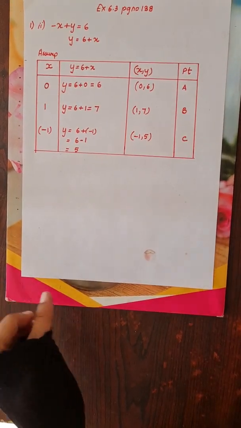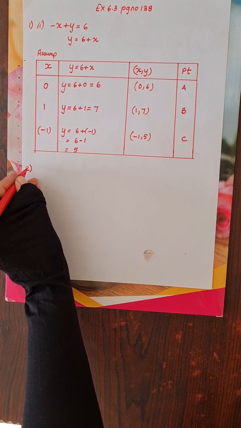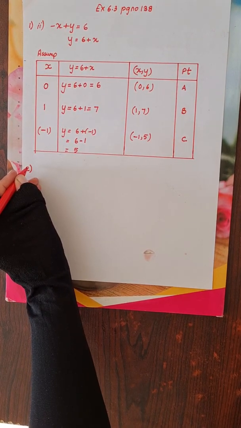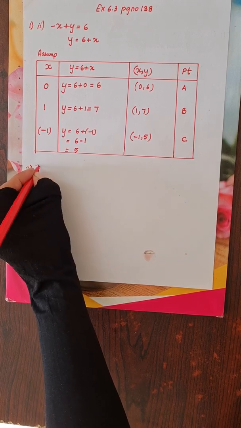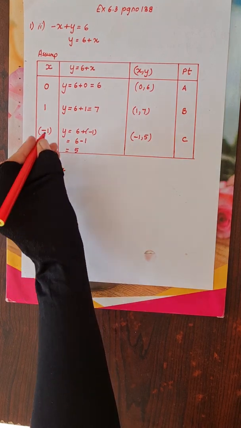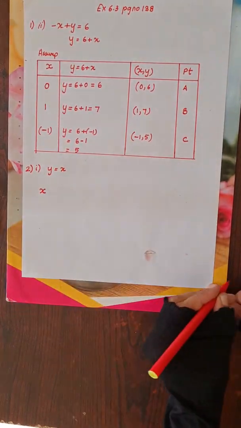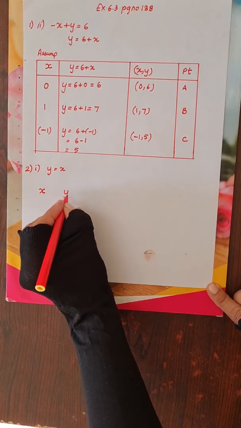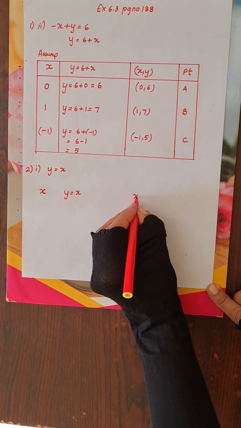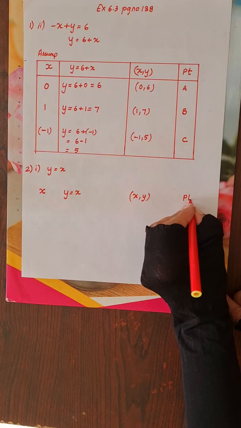Okay, children. Now let us do the second sum. The second sum is the same as the first one. Draw the graph of each of the following linear equations and answer the following questions. I am doing the first bit. y = x. Very simple. We have to draw a column similar to this. First, our assumed values of x. Then, the corresponding values of y according to the equation given to us. Writing it in the (x, y) form and then naming the points.